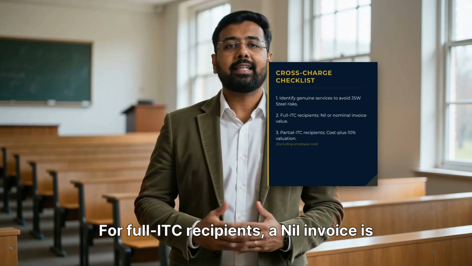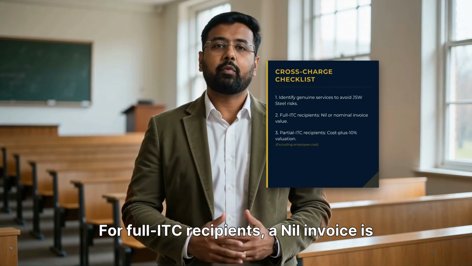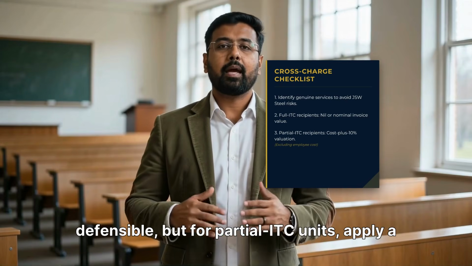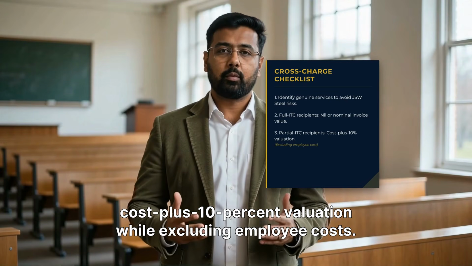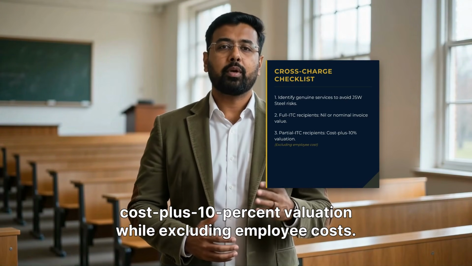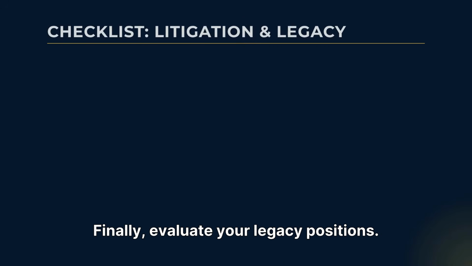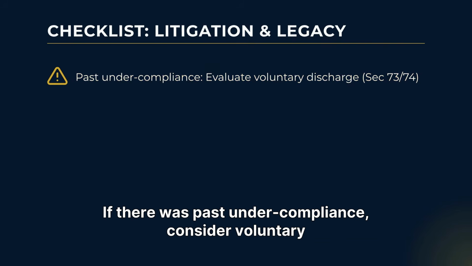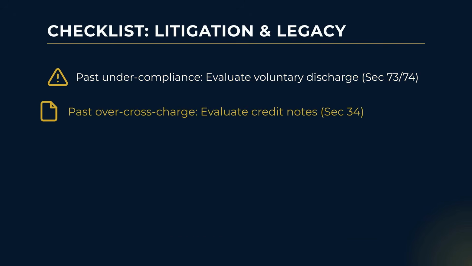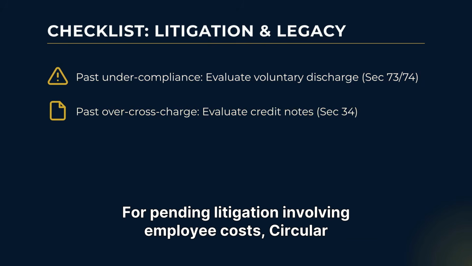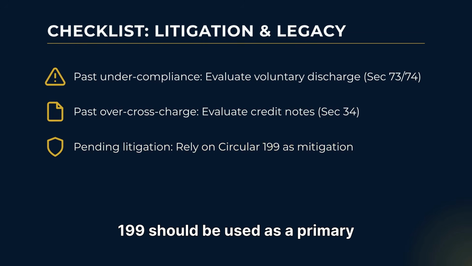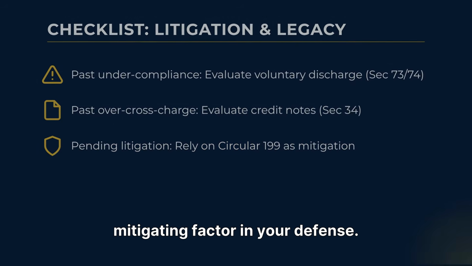For full ITC recipients, a nil invoice is defensible, but for partial ITC units, apply a cost plus 10% valuation while excluding employee costs. Finally, evaluate your legacy positions. If there was past under-compliance, consider voluntary discharge. For pending litigation involving employee costs, Circular 199 should be used as a primary mitigating factor in your defense.